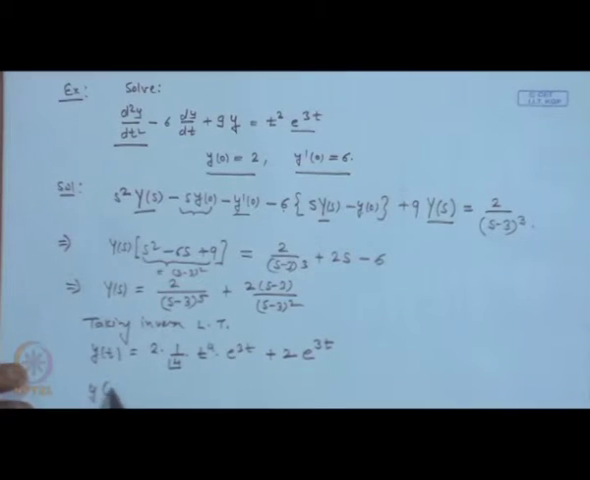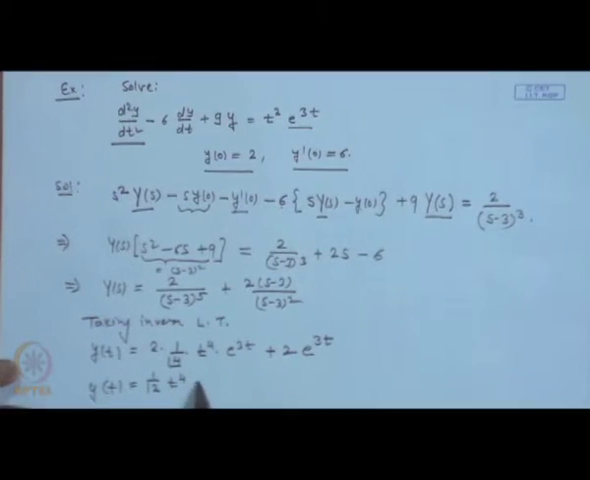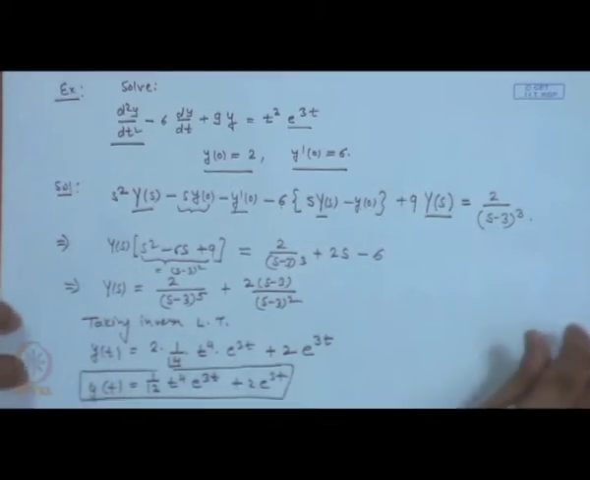So, our solution y(t) is 1 over 12 times t to the 4 e to the 3t, plus 2 e to the 3t. So, we get the solution, and it incorporates the initial conditions we have.